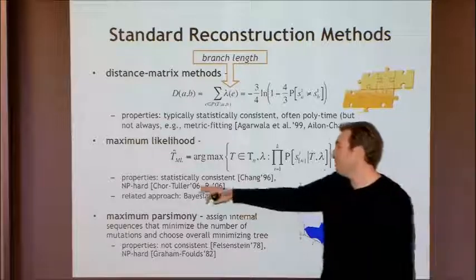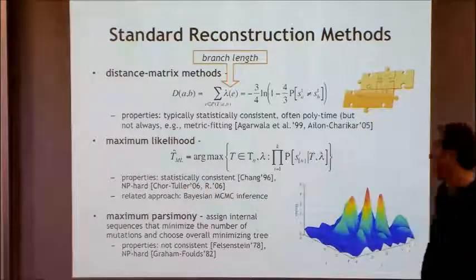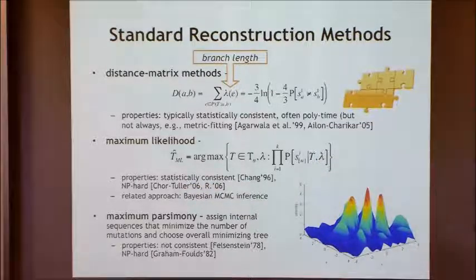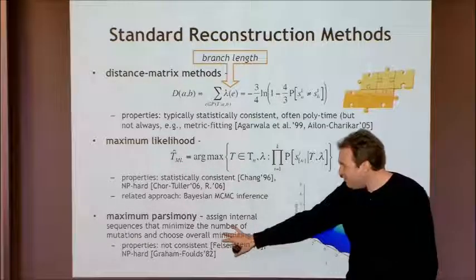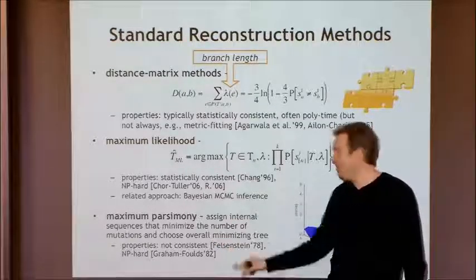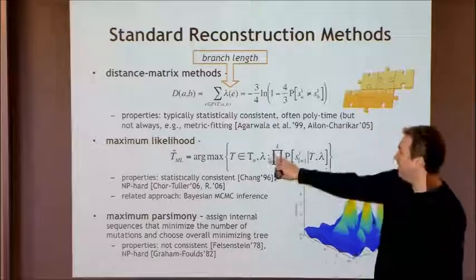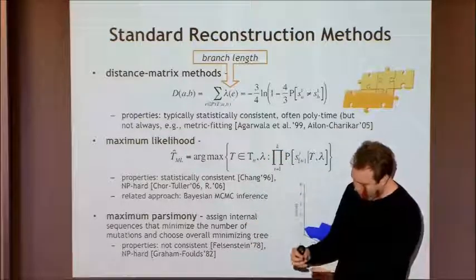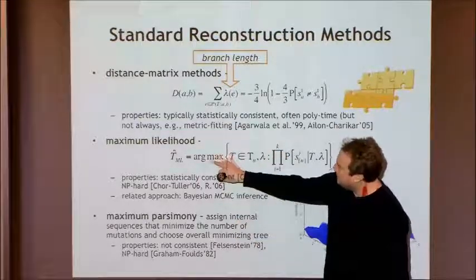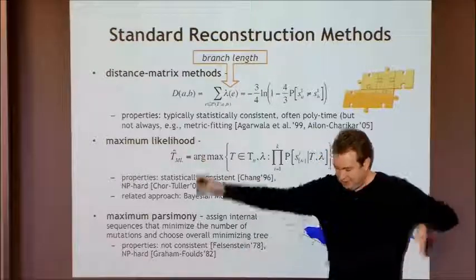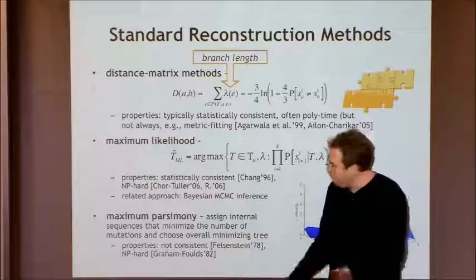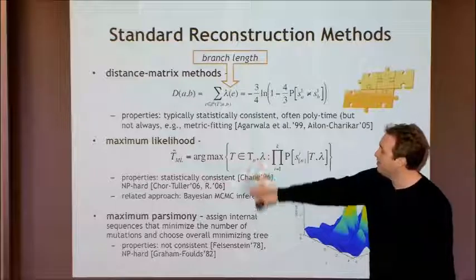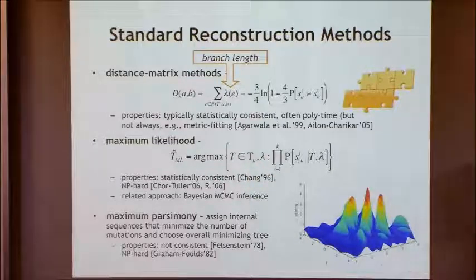Now, it's also, unfortunately, NP-hard, hard to approximate. It sort of follows from the fact that maximum parsimony itself is NP-hard. It turns out that you have very low mutation rates. If you expand the likelihood in the branch length, the first term is the parsimony score, and you can sort of connect them computationally. And this way, it showed that you get an NP-hard problem there too.